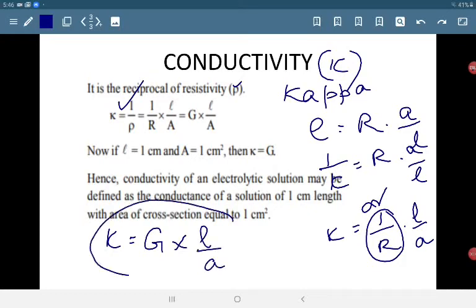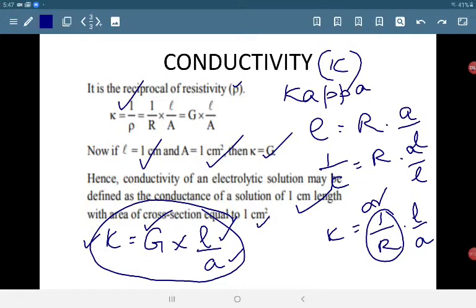So, kappa is equal to conductance G into L by A. This is a very important relationship: conductivity is equal to conductance into cell constant. This L by A is termed as cell constant. L is the length of the conductor and A is the area of cross section of the conductor. Now, if L is equal to 1 centimeter and A is 1 centimeter square, then kappa is equal to G. So, conductivity of an electrolytic solution may be defined as the conductance of a solution of 1 centimeter length and area of cross section equal to 1 centimeter square.